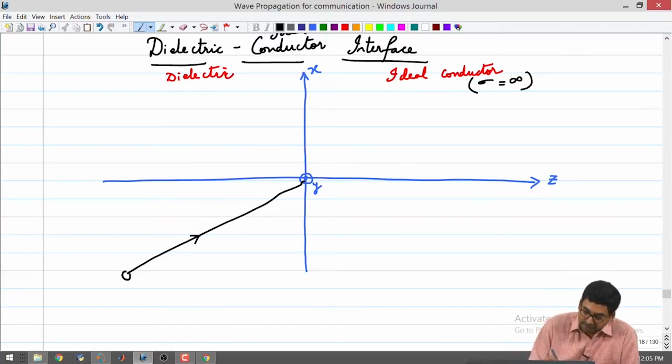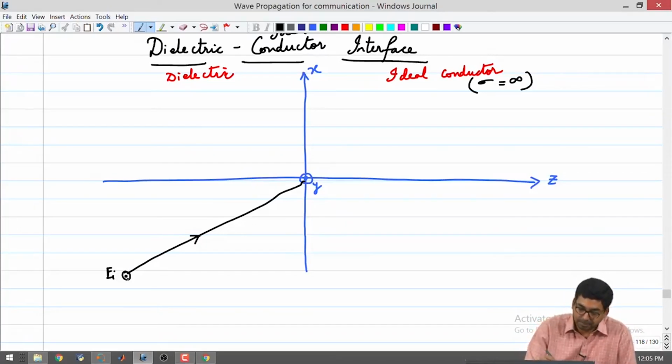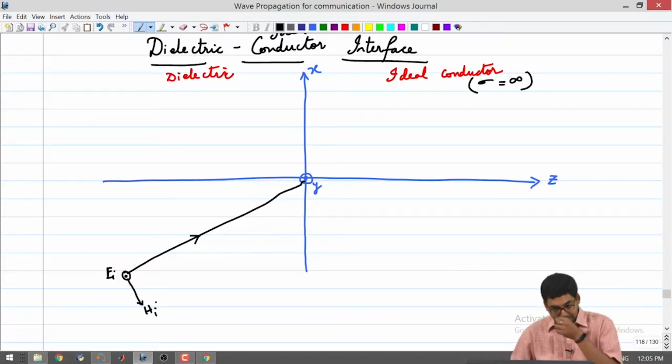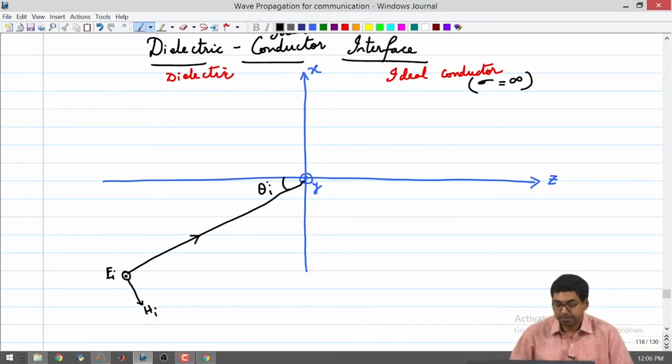So here that means that I am going to be having E field in the y direction. So I am going to mark that as EI. This means that the magnetic field is going to be pointing downwards. The other thing that we need to mark over here is the angle of incidence, which is theta I.